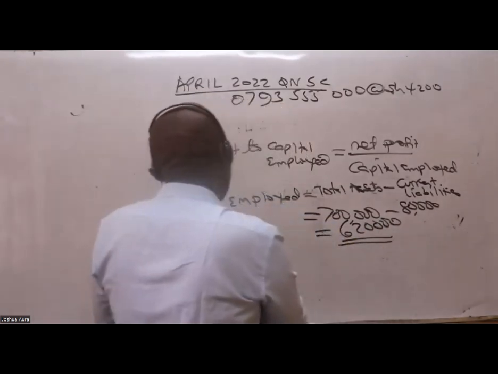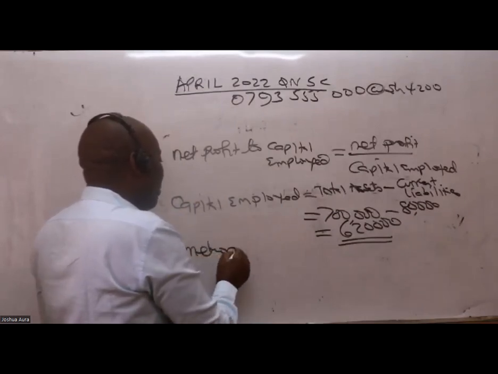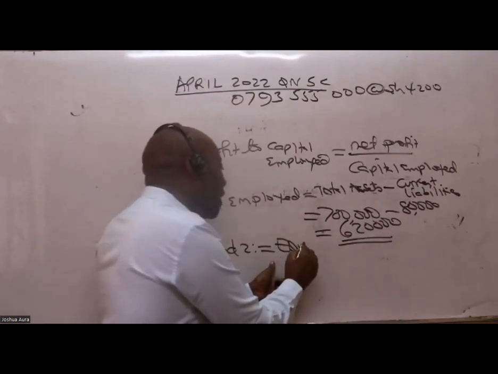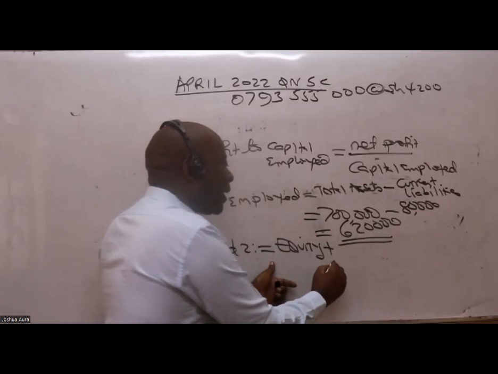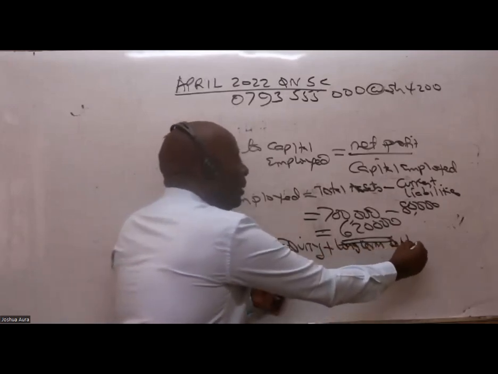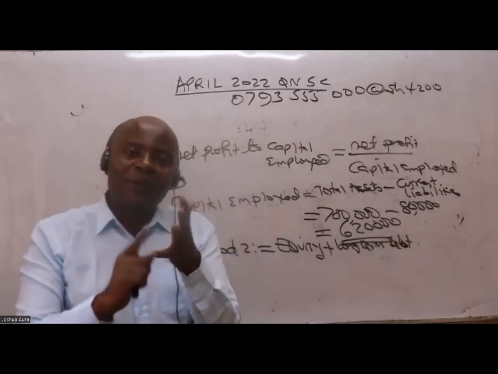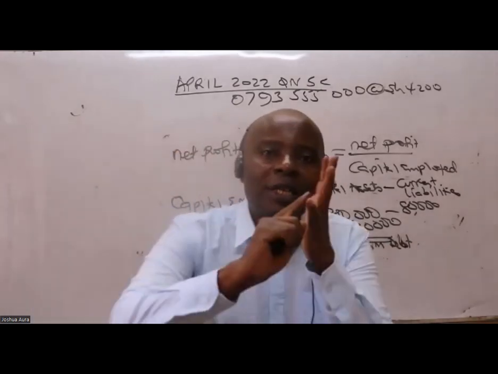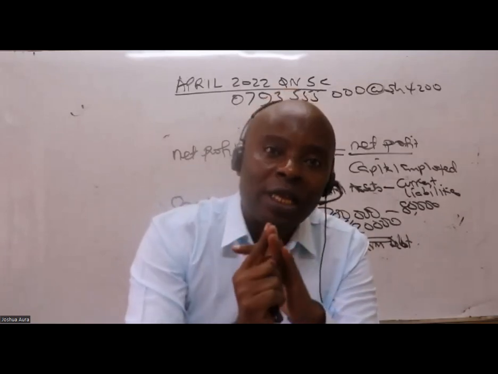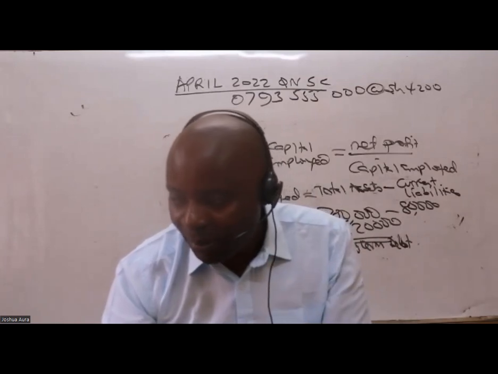Now, method number 2 of getting capital employed, and you must know both of them. Method number 2 is where you look at the equity component plus long-term debt, plus any long-term liability that you have. Remember, equity means the ordinary share capital, the share premium, and the reserves owned by the owners of the company. Those three things.